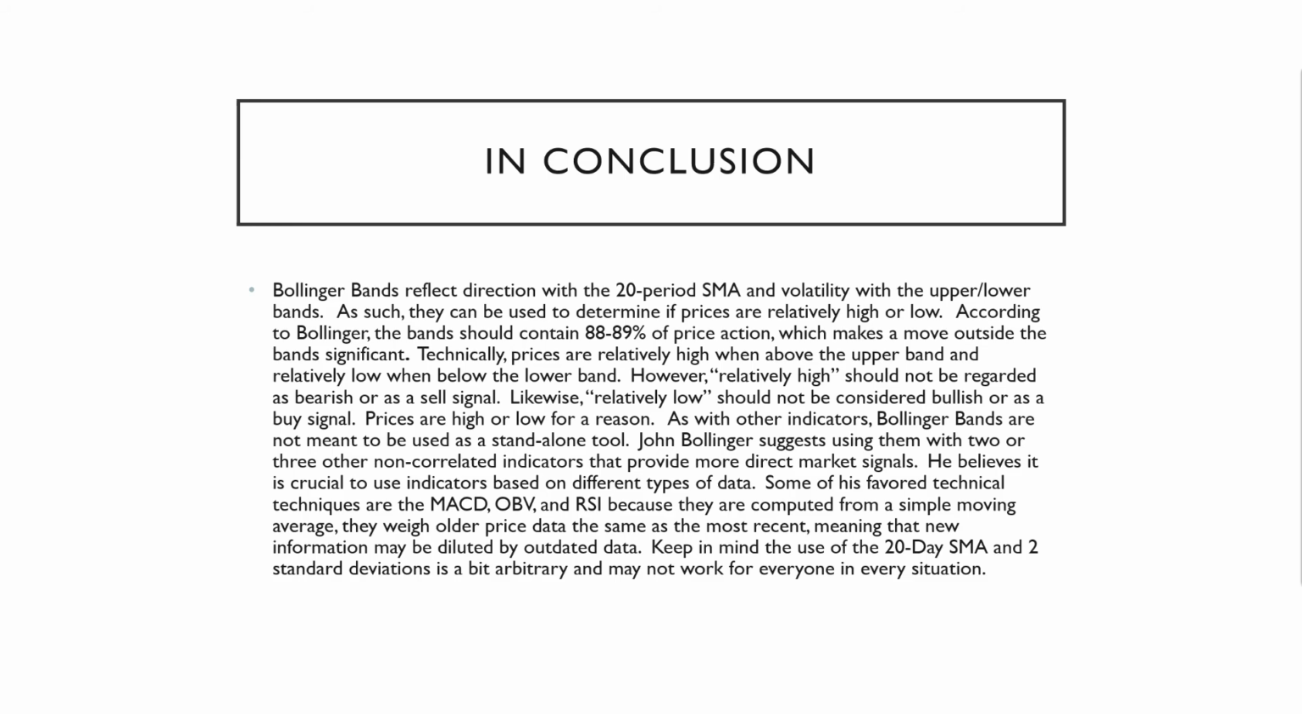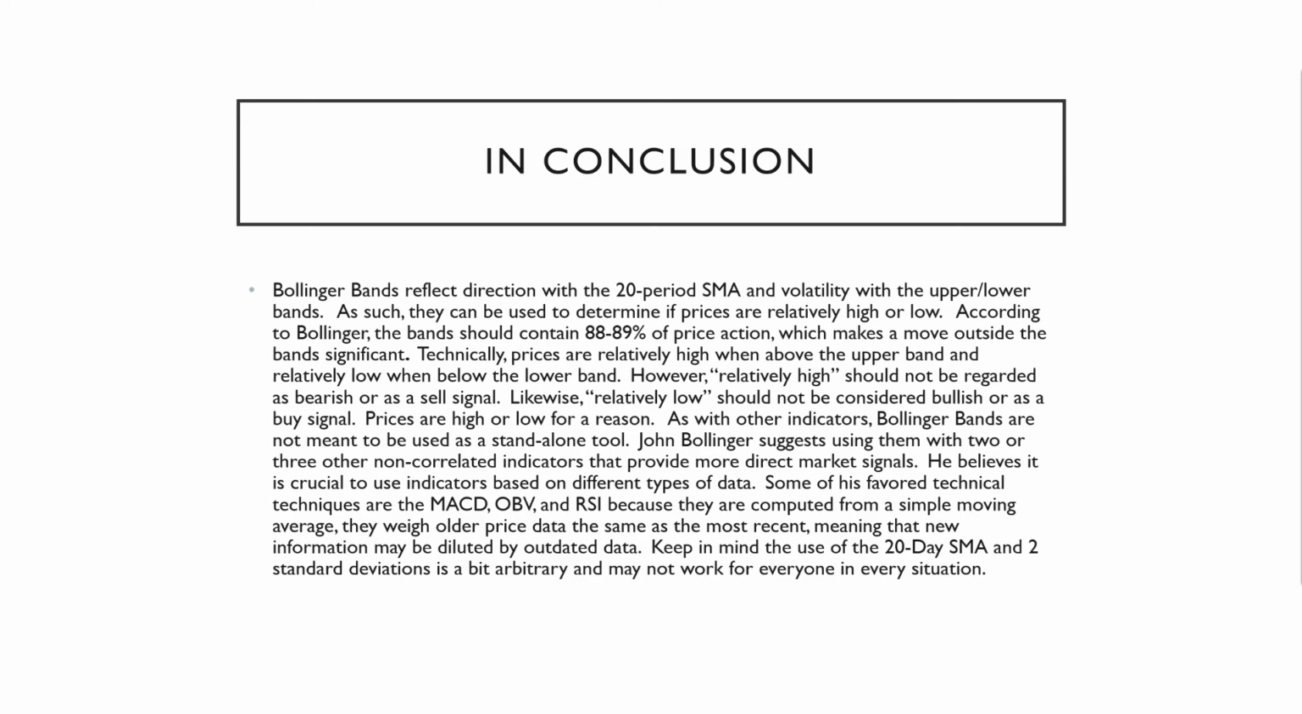However, relatively high should not be regarded as bearish or a sell signal. Likewise, relatively low should not be considered bullish or a buy signal. Prices are high or low for a reason. Hence, looking at those patterns of M tops and W bottoms. Just because that price action is breaking out above the upper band does not mean it's overbought, and you need to say, "I'm going to take a short position on this or buy puts on this," because if that price continues on you, it's going to jack you up and put you in a hole. So that is what he's telling you.